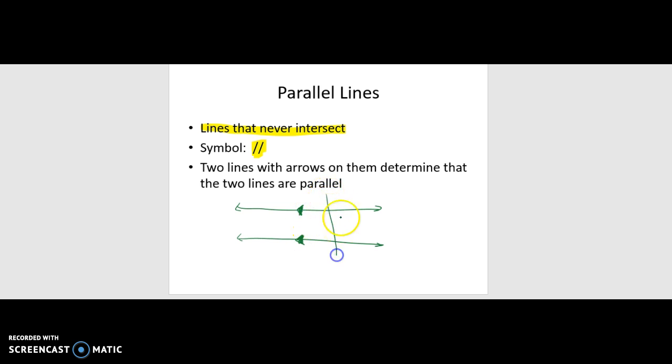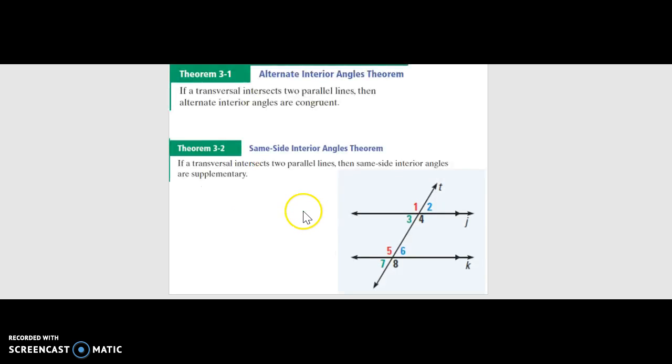If you have another set of lines in the diagram that are parallel to each other, you might see two arrows on those parallel lines. Okay, so remember, parallel lines are lines that never intersect. You have this symbol, and in a diagram, they're labeled with little arrows on them.